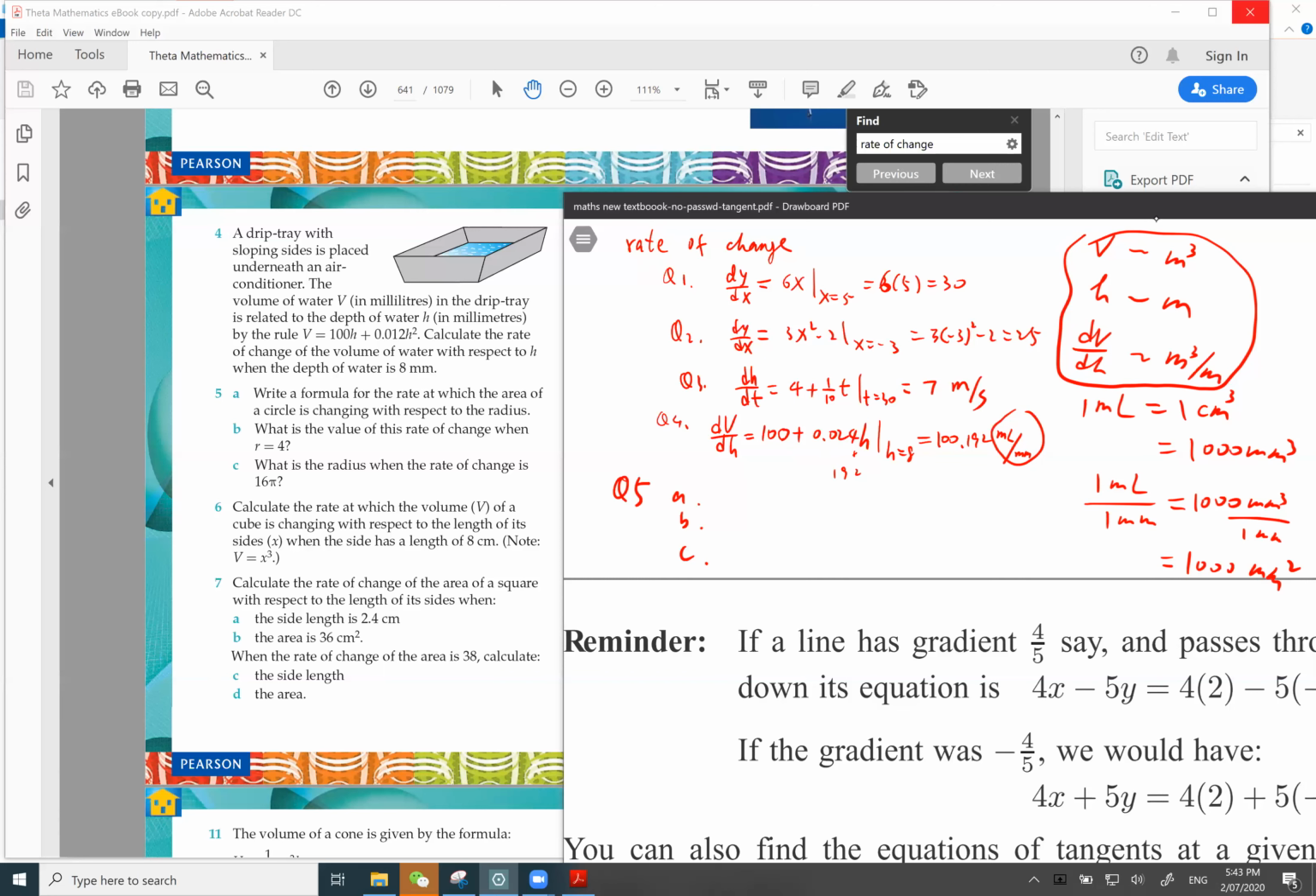You have a question about the area of a circle. So area equals pi r squared. But they ask you the rate with respect to r, the rate of the change of area. 2 pi r. What's the value of the rate of change if r equals 4? r equals 4. Okay, we got 8 pi.